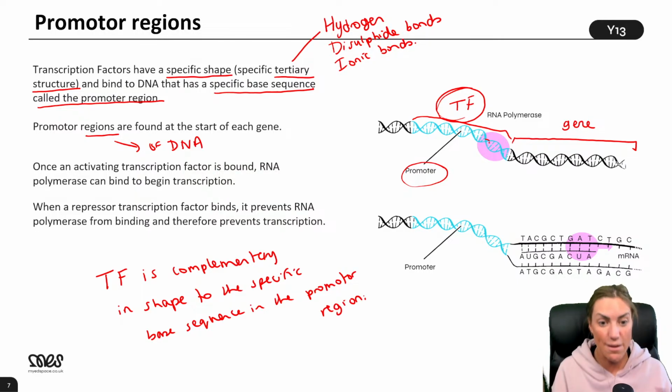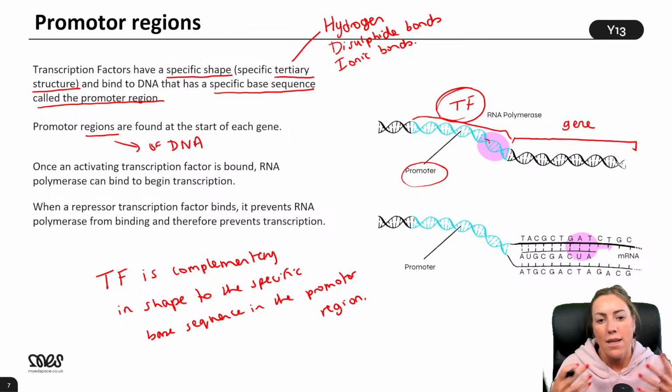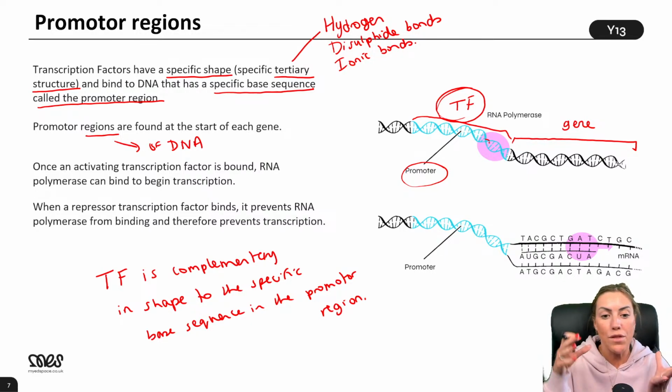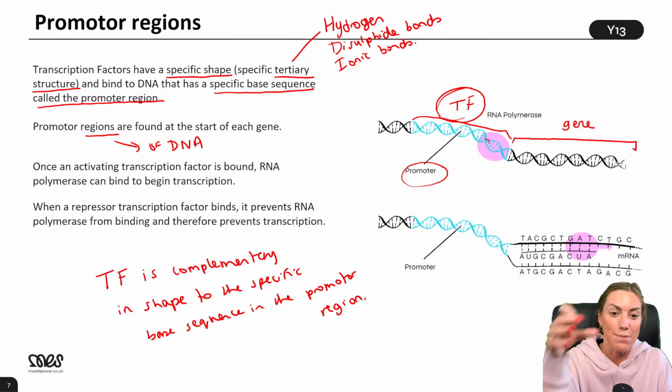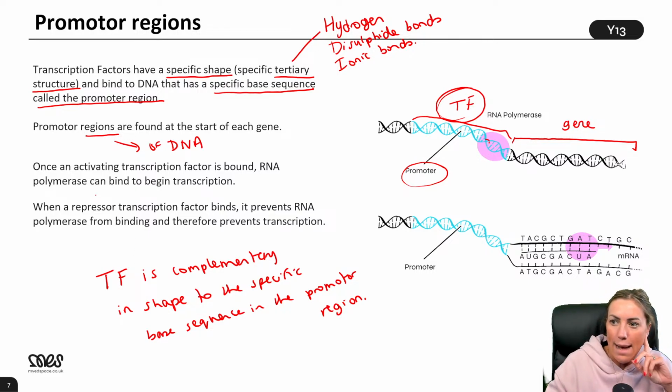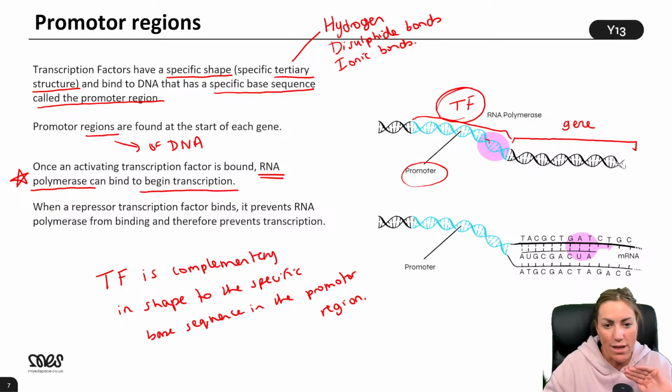Because it's got a specific tertiary structure given by where its bonds form and all that kind of stuff. But the shape of the transcription factor has to be complementary to that promoter region. It's going to bind to that promoter region when those shapes fit together. But look what happens. When a transcription factor binds to the promoter region, it will allow RNA polymerase to bind, and that will initiate transcription.